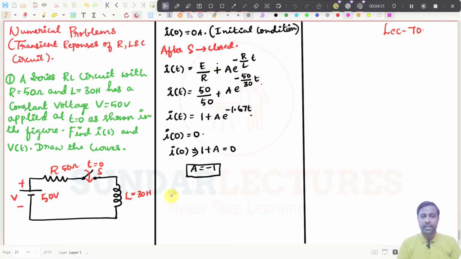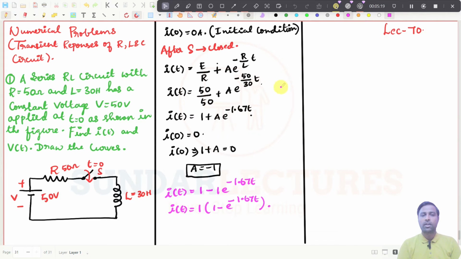And what is the final expression of I of t? So I of t can be written as 1, and this A is minus 1, e power minus 1.67 t. If you further simplify this, you get 1 into 1 minus e power minus 1.67 t, and this is the expression. You know these kind of things.